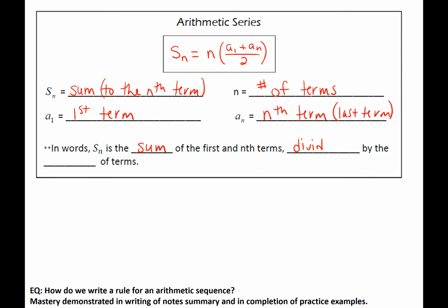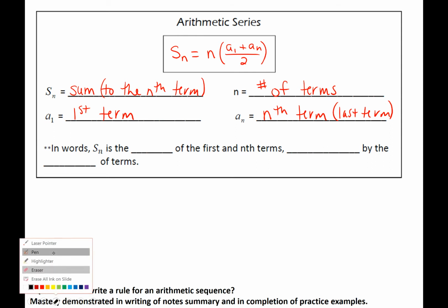multiplied by, this is not right at all. I'm sorry. Let me try this one more time. I just got ahead of myself. Okay, in words, let's try this in words one more time.